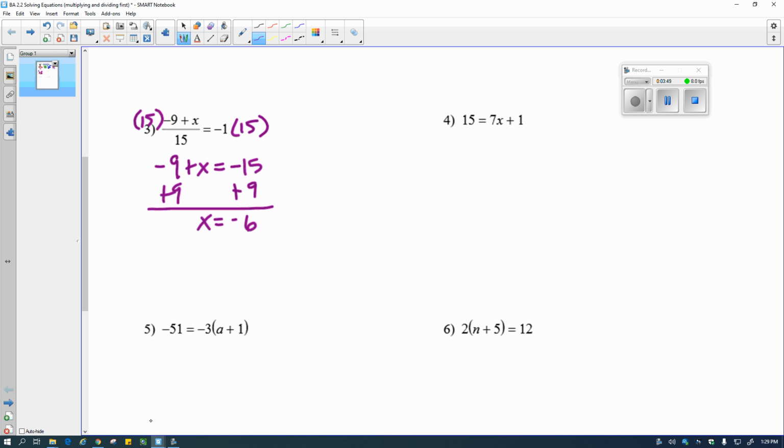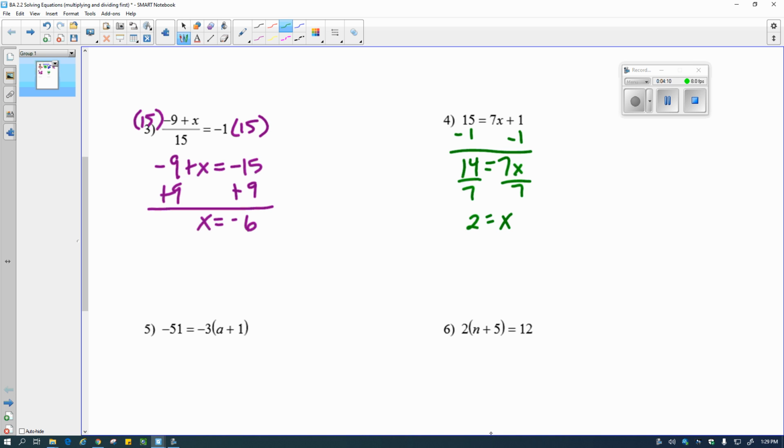In number 4, it's another situation where this should look like just a normal equation to you, nothing fancy. I'm going to subtract the 1. I have 14 equals 7x. Divide by 7, and 2 equals x. So I just went through that as a normal equation, normal solving.